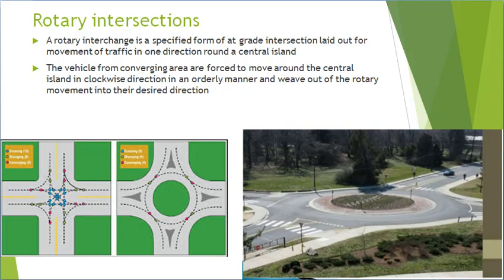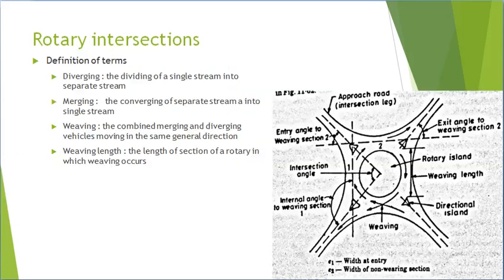Good afternoon, students. In today's lecture, we are going to discuss the design factors of rotary intersection. Rotary intersection is a type of at-grade intersection, and here all the vehicles are forced to move around a large central island in one direction, that is in clockwise direction. It is known as rotary intersection that we have discussed in the last lecture.